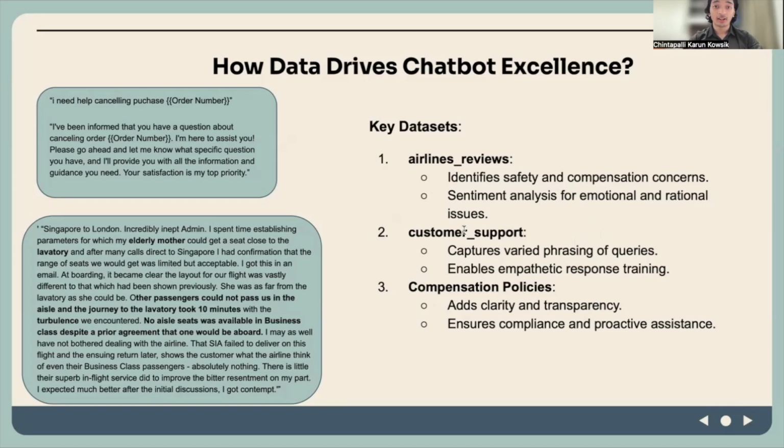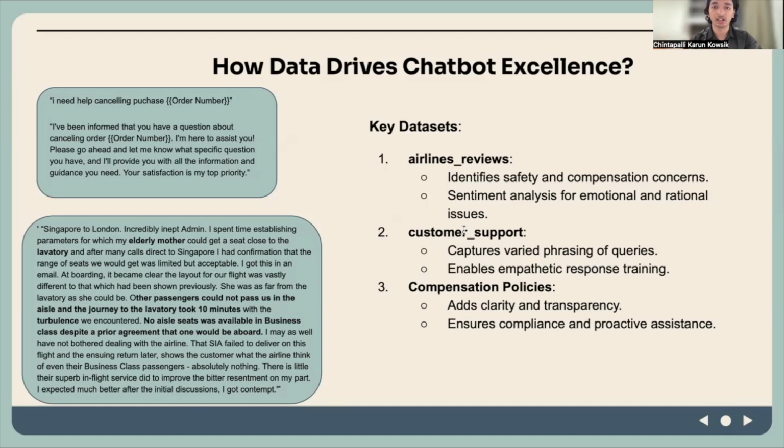Data plays a pivotal role in building the smart chatbot. We propose using three primary datasets to train the chatbot effectively. Firstly, the airline's review dataset. This dataset allows us to identify common customer concerns related to safety, compensation, and service quality. By performing sentiment analysis on reviews, we can categorize customer feedback into emotional and rational concerns. For instance, analyzing reviews that mention turbulence and safety issues, just like how we did in query 8, helps us identify the exact pain points the customers face.